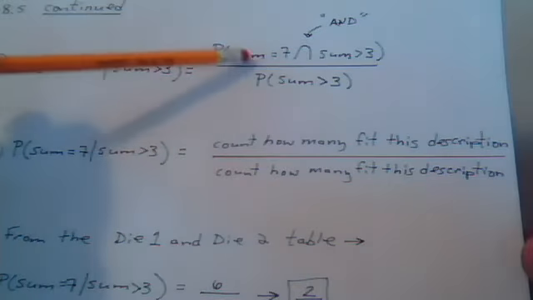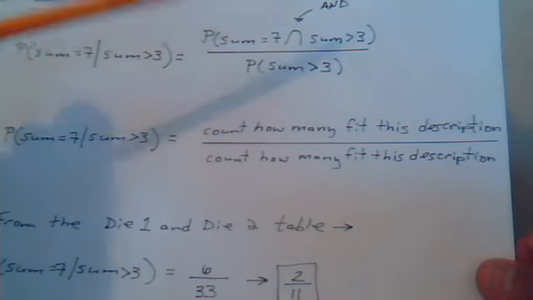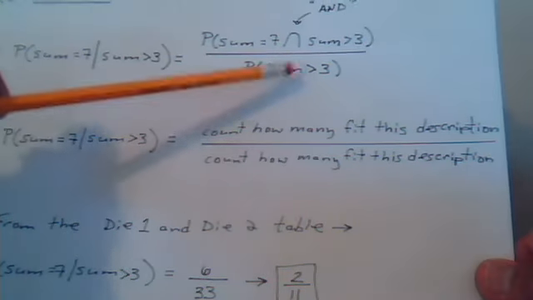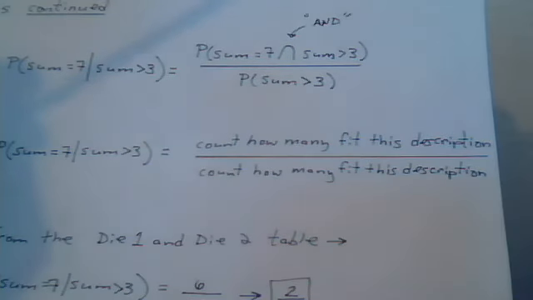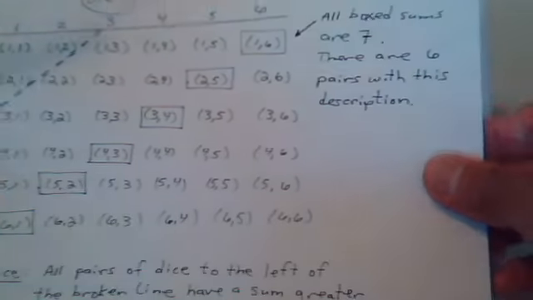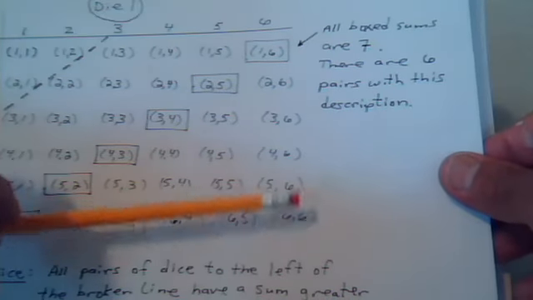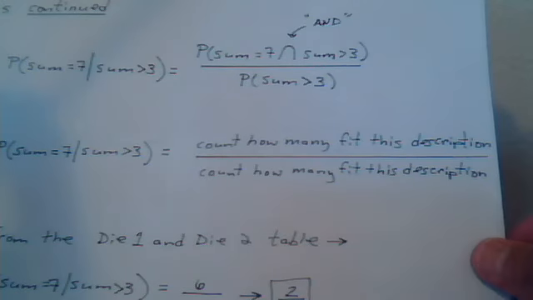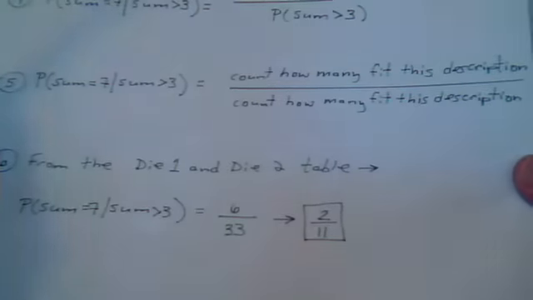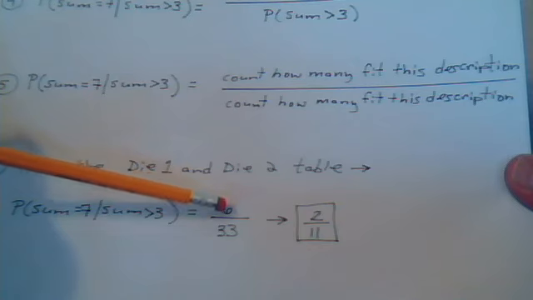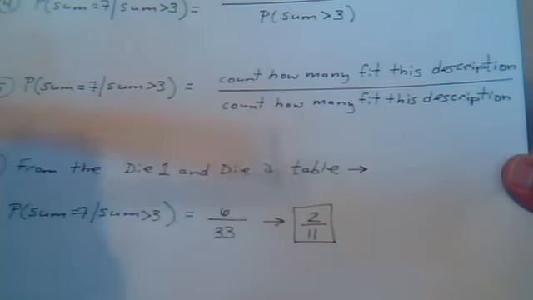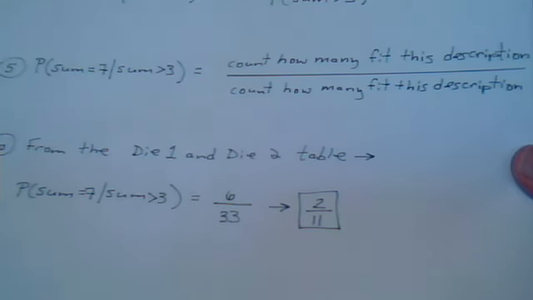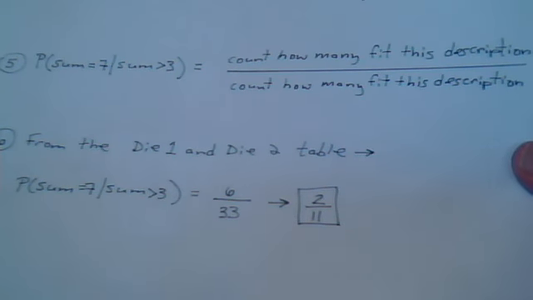Now let's look for the number that goes here. So how many dice out of the 36 fit the description that the sum is greater than 3? All of these fit the description the sum is greater than 3, which is 33 pairs. Just reduce, we always reduce, and you get a probability of 2 over 11. That's the probability that the sum equals 7 given the sum is greater than 3.